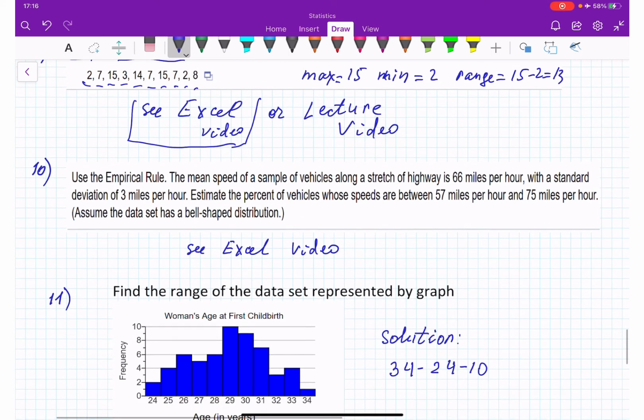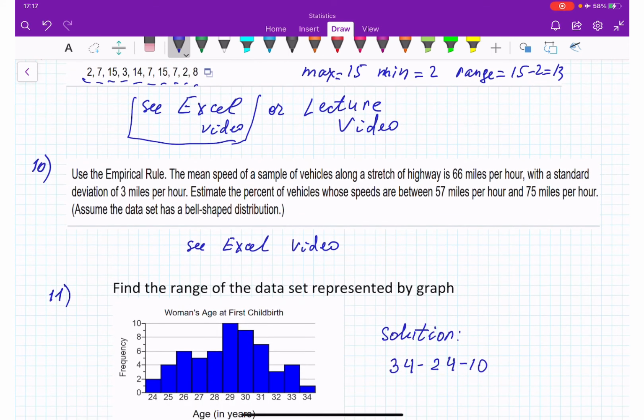Question number 10, empirical rule. I recommend watching the lecture for the empirical rule. And how to solve it, I put in an Excel video. It's not using Excel, but calculation just given. I just use the material in the Excel video, so everybody can go there and watch it.